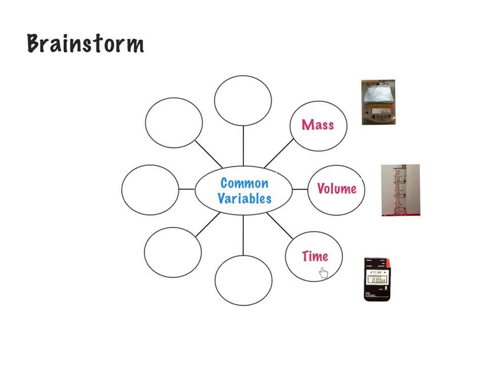Time is often part of our control, but time can also be part of the things we measure, what goes on. In other words, the time it takes for something to happen. So it can quite often be a dependent variable.